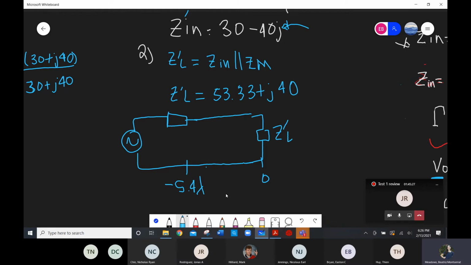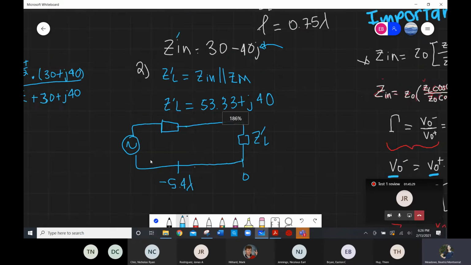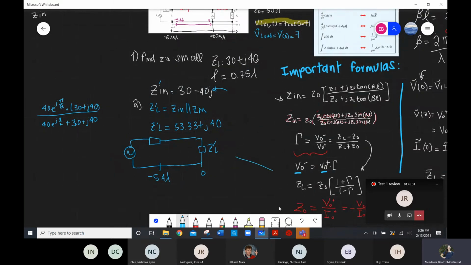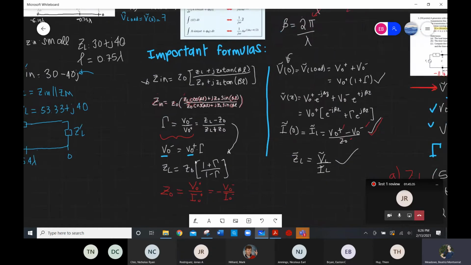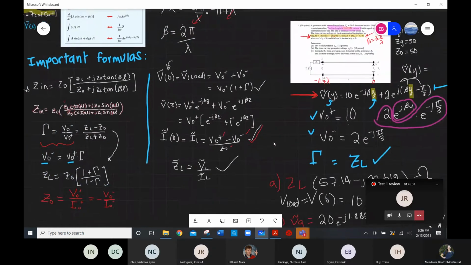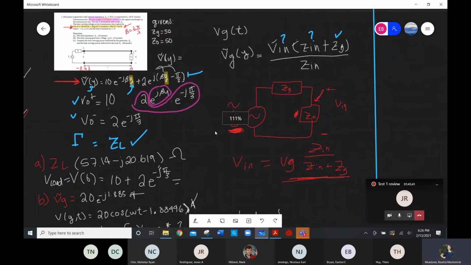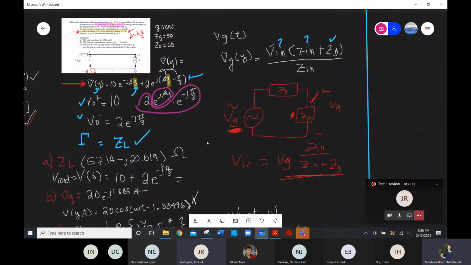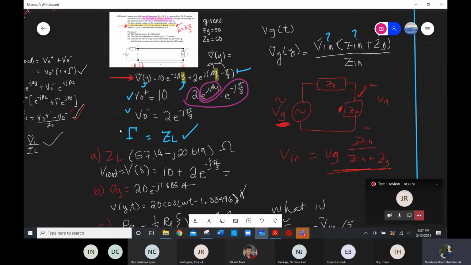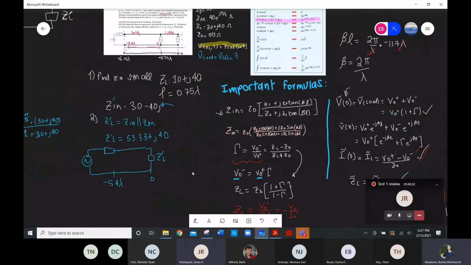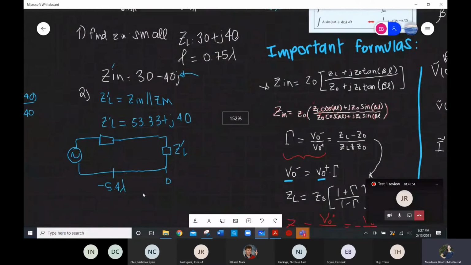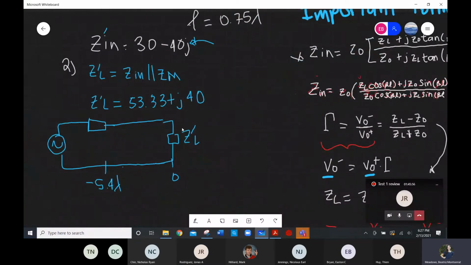But let's think about this. So to find VG, you remember our formula? Let's look, where is the formula for VG? What was VG? We talked about this on problem 1. It's the voltage divider. So we're gonna need V in, ZG. Do I know V in? No, because I don't know anything about this transmission line. I don't know the voltage anywhere.